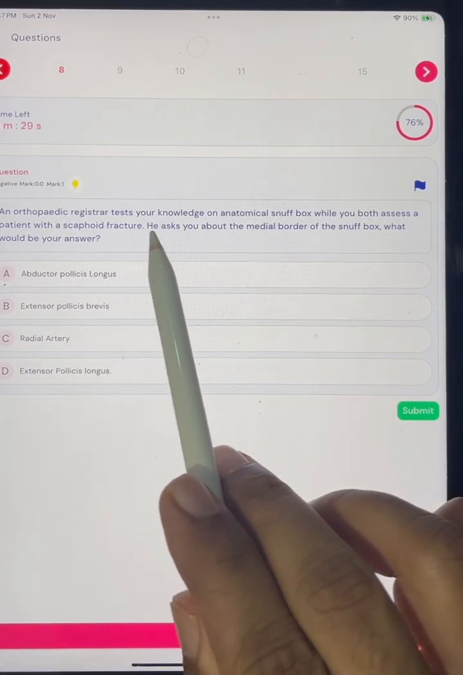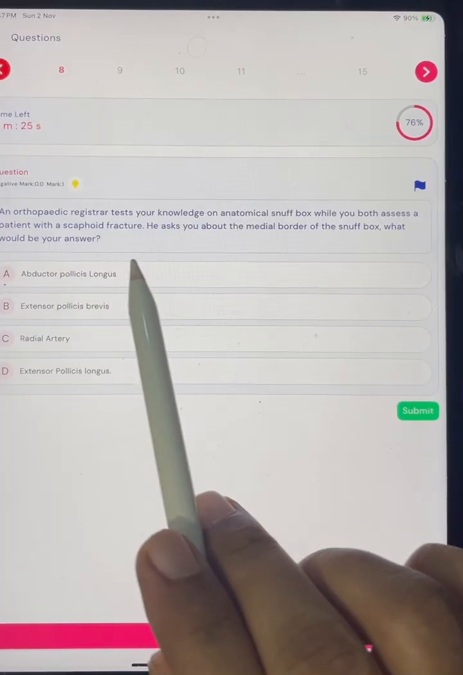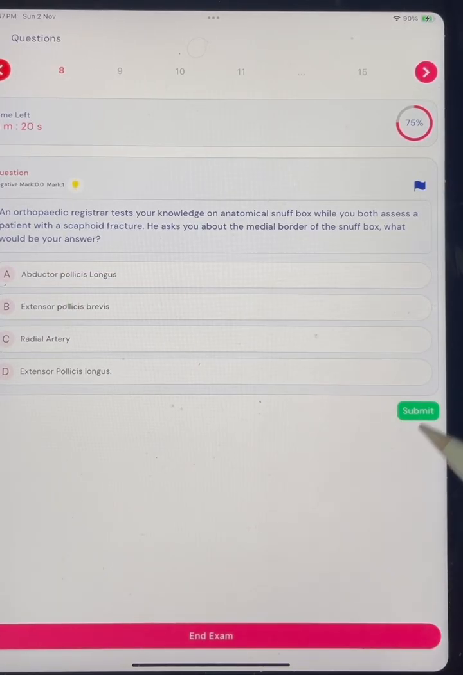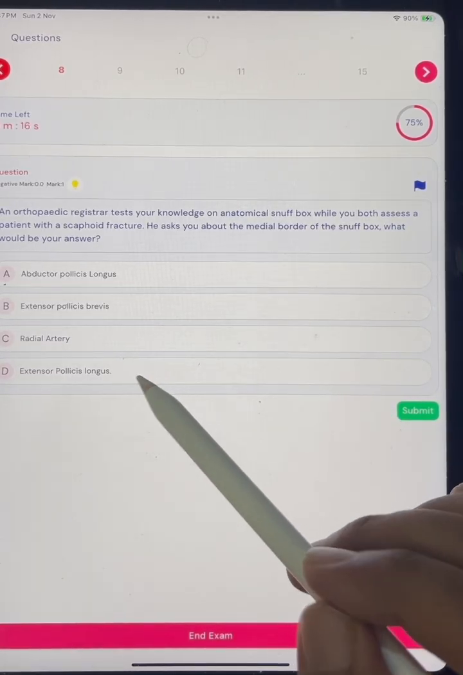An orthopedic registrar tests your anatomical knowledge while you both assess the patient, and he asks you about the medial border of the snuffbox. Medial, or it is also called the posterior border, is extensor pollicis longus.